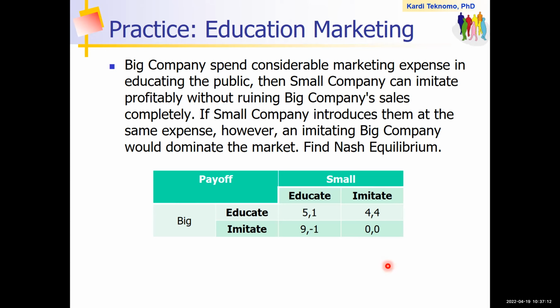First, you check if there is any domination. Is there any domination? Row dominant? No. How about column? Column domination, there is. 1 and 4, this is lower. Oh yeah, educate is clearly dominated, right?